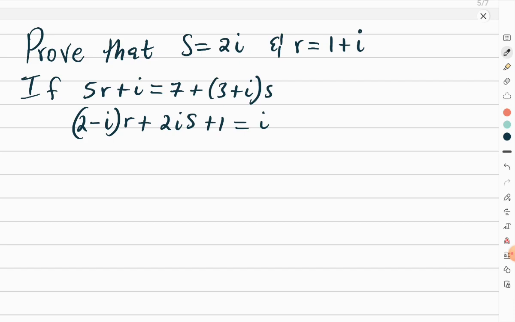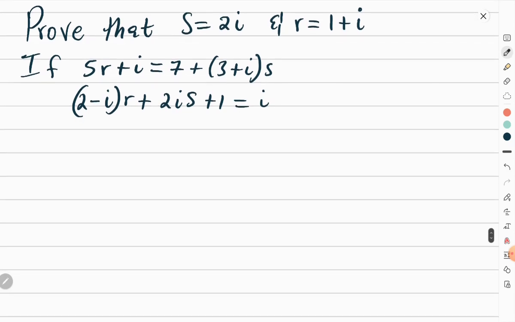So how does it go? I think we can just force this r to be the subject of the formula, because this is one way of doing it. One variable must be the subject of the formula. Now by doing that, we are going to take this i to the other side. Now we are going to be left with 5r, which is equal to 7, then plus, we can just expand this one shortly, which is going to be 3s, then plus si, then minus i. Remember, we've taken this i to the other side.